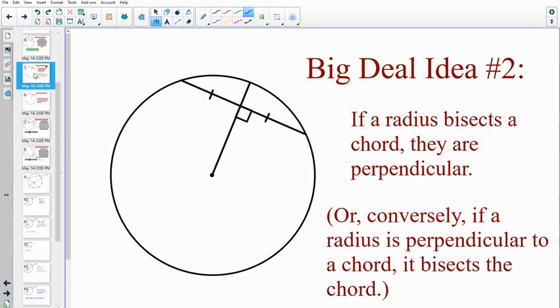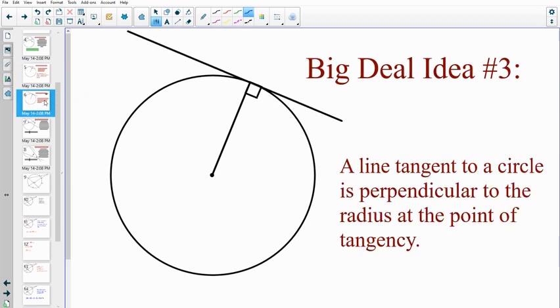Big deal idea number 2 says that if I've got a radius to a circle that bisects a chord, that cuts it exactly in half, that means that it must be perpendicular. Or we can go backwards. If a radius is perpendicular to a chord, then it must cut it perfectly in half. It must bisect it. Big deal idea number 3 says that if I have a line that is tangent to a curve, it must be perpendicular to the radius that is tangent at that point.